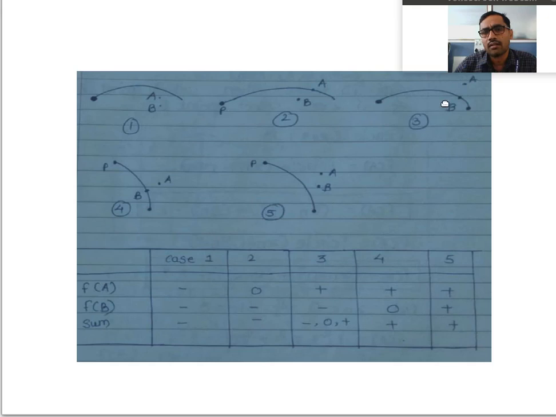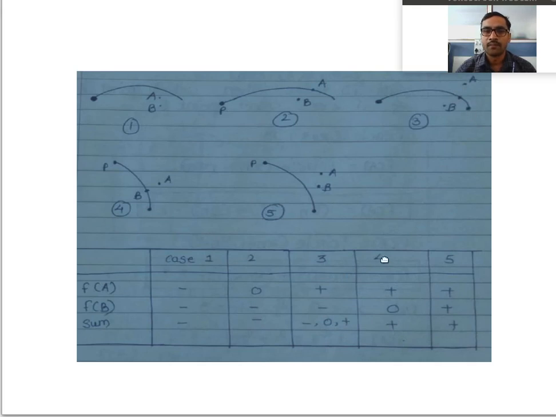Then third case, A is outside the circle boundary and B is inside the circle boundary. So in this case, function of A is positive, function of B is negative as it is inside. So its sum, function of A plus function of B, may be negative, it may be 0 if these are equidistant, and it is positive if A is farther from the boundary of the circle than B.